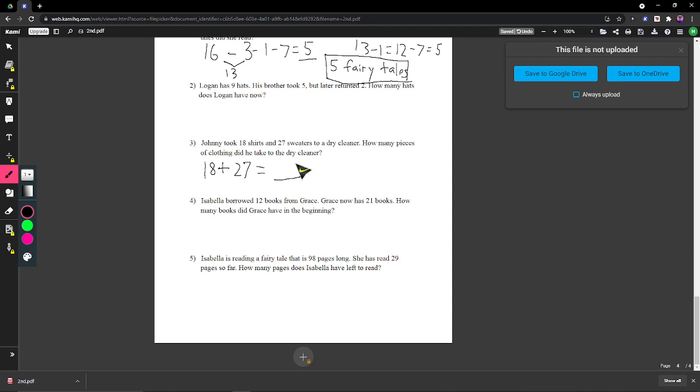So this may look a bit difficult, but it's okay, because what you can do first is add the tens. So that would be 10 plus 20, which is equal to 30. 8 plus 7 is 15. And then you would just add these two, which is equal to 45. So your final answer would be 45, or, with units, 45 pieces of clothing.